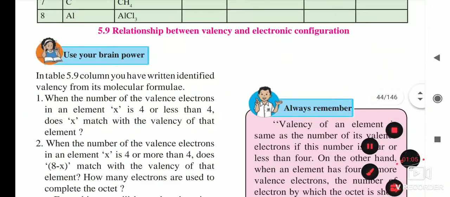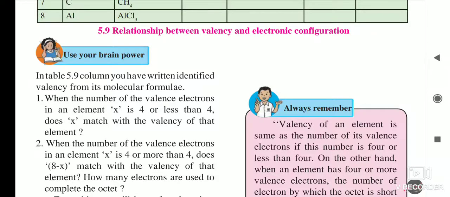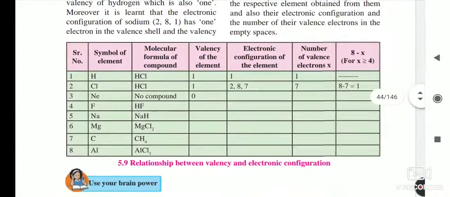Here are some use your brain power questions, and these questions depend on the column 5.9, identified valency from its molecular formulae. When the number of valence electrons in an atom of element X is 4 or less than 4, does it match with the valency of that element? Yes, it matches.